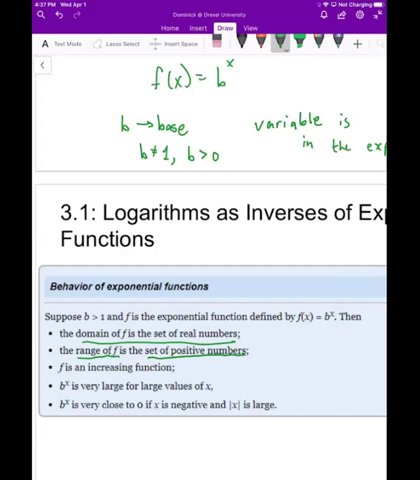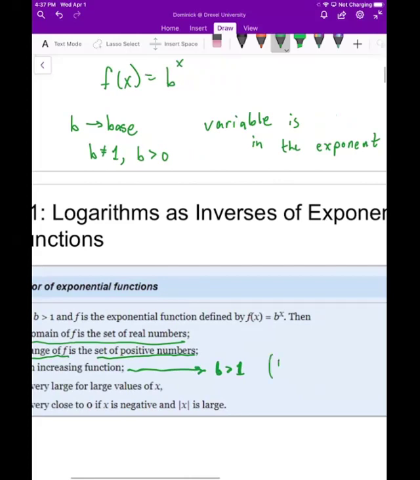If your b is greater than 1, then f is an increasing function. That's if your base is something bigger than 1. If your base is between 0 and 1, remember, it has to be bigger than 0 and it can't be 1, so if b is between 0 and 1, that's when you have a decreasing function.